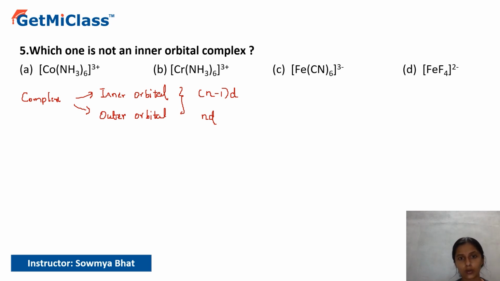So if it has to use (n-1)d, then the ligand should be stronger, so that it makes the electrons pair up in the (n-1)d shell. If it has to use the nd orbital, then the ligand must be weak, that can't pair up the electrons. So we'll see the options given.